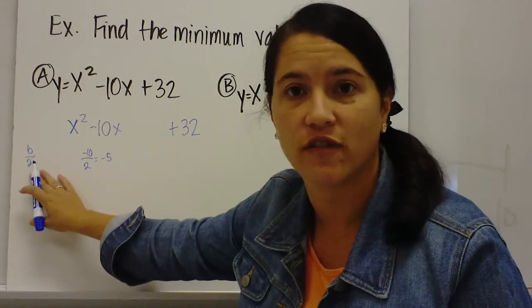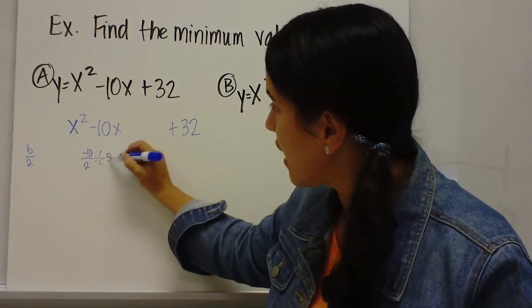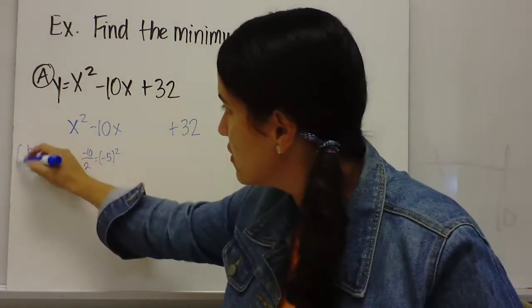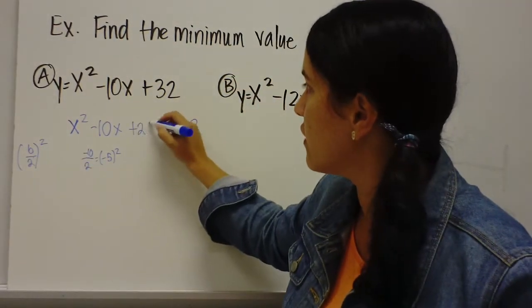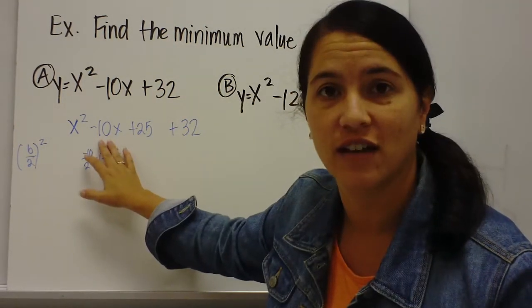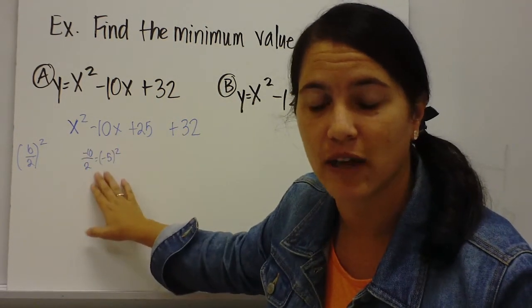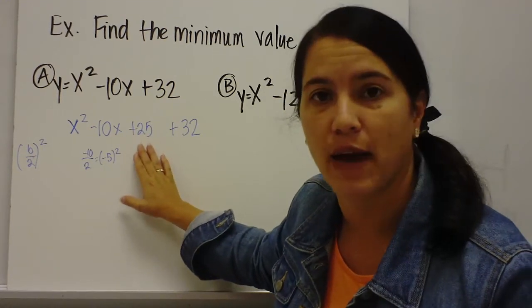So the first thing you do is you divide b by 2. Then we have to square it. So negative 5 squared, and that's going to give us a positive 25. So let me make sure I repeat that. You take b, negative 10. You divide it by 2, which will give me negative 5, and then I'm going to square it. So I put it in that space.